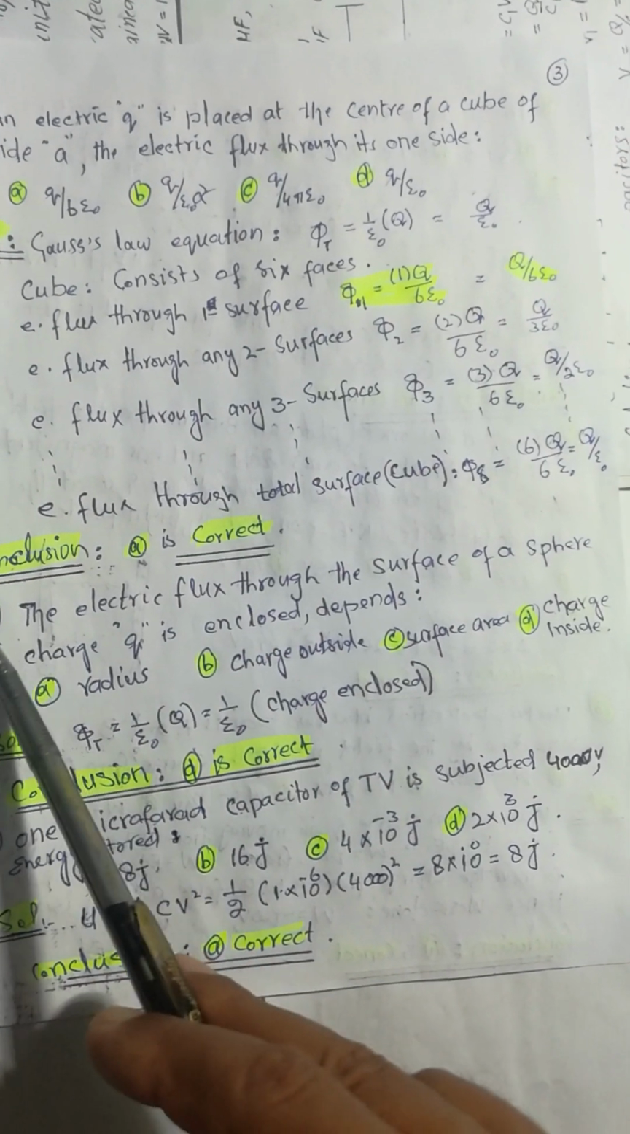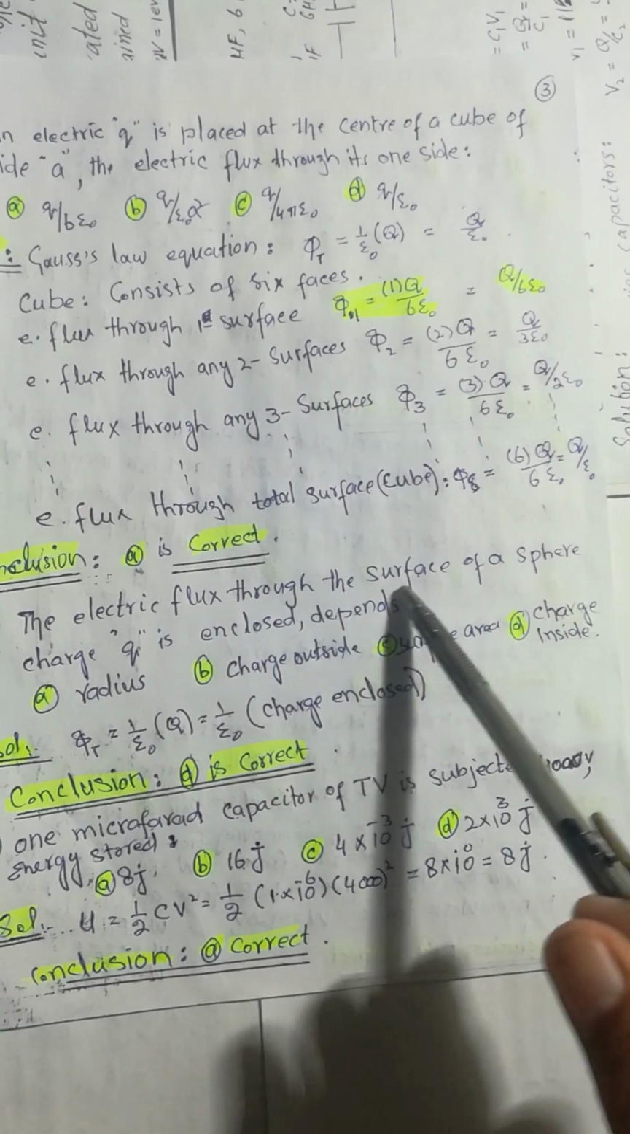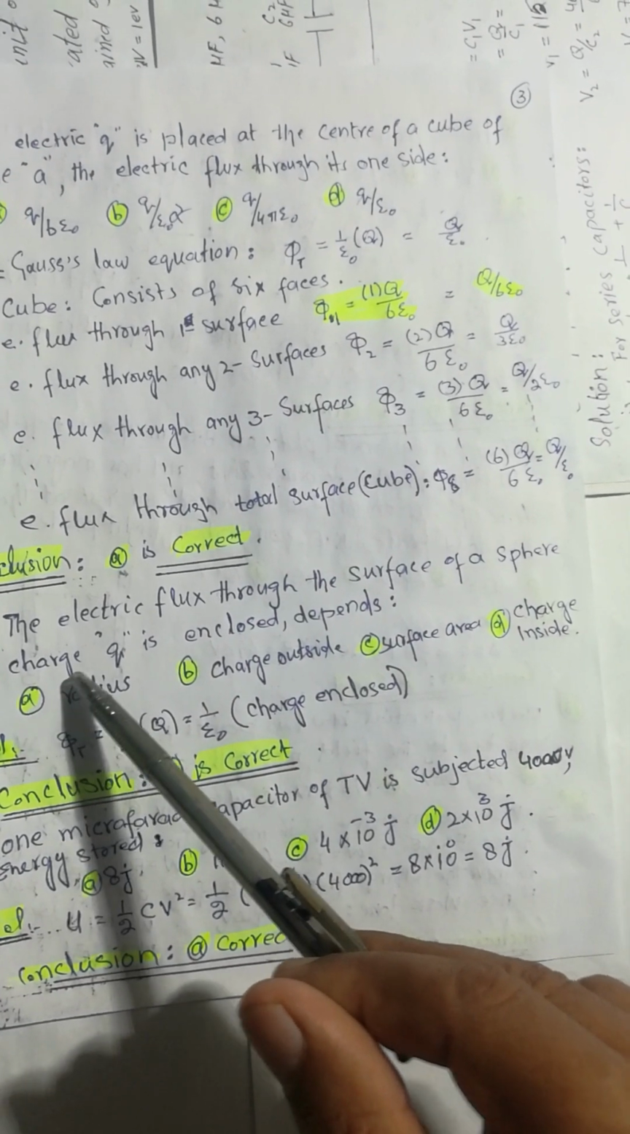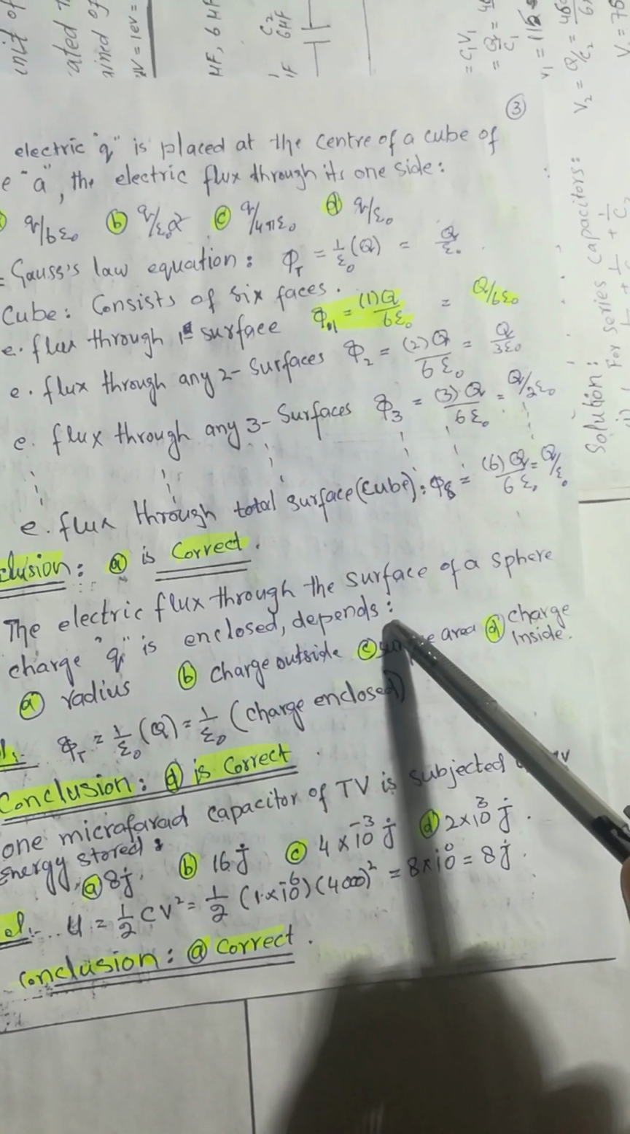Now let us come to question number 9. The electric flux through the surface of a sphere, a charge is enclosed, depends on it.